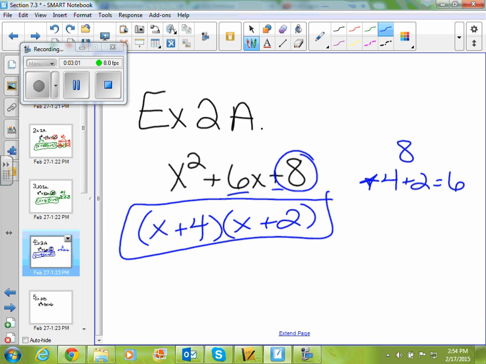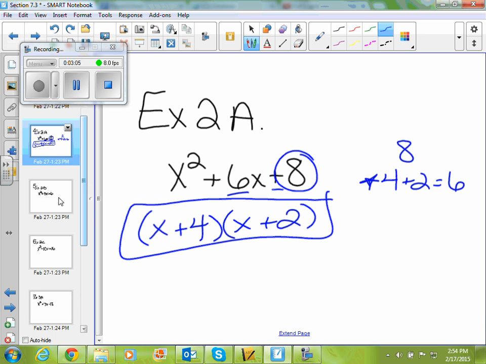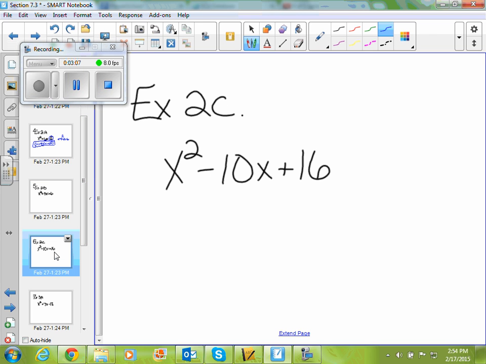Make sense? Okay. Now they're not always going to be positive, so let's look at some where they're negative, because sometimes you'll get negatives. So if I look at x squared minus 10x plus 16, I'm still looking for factors of 16, and I'm still looking to add because it's a plus sign in front of the 16, but I want them to add to negative 10 instead. So the easiest way to do this is to find factors that add to positive 10 and then just change their signs.